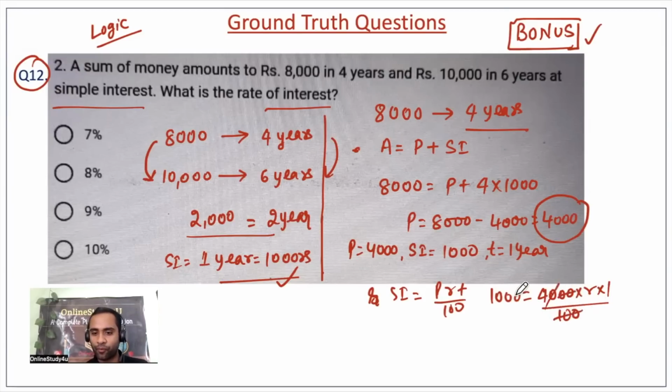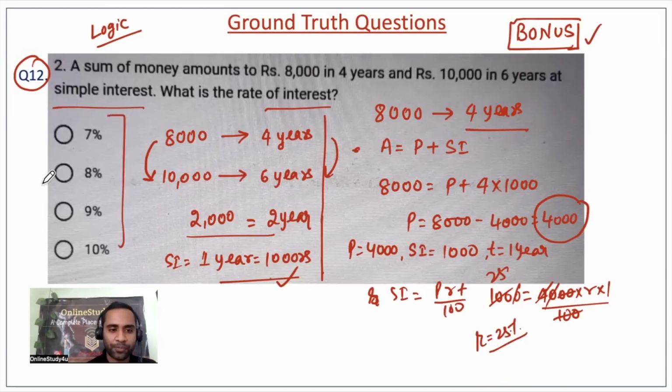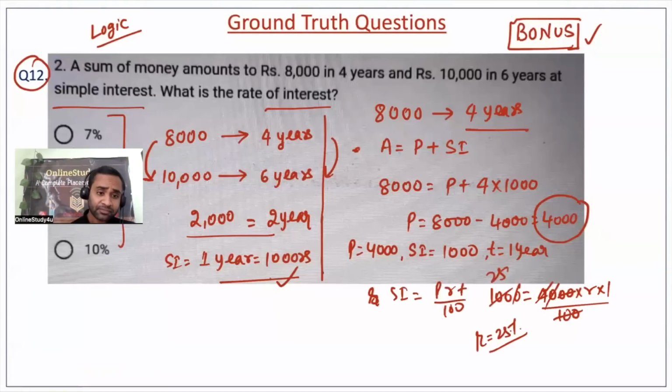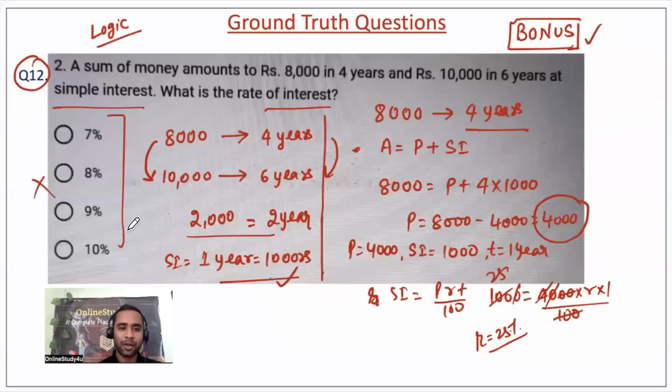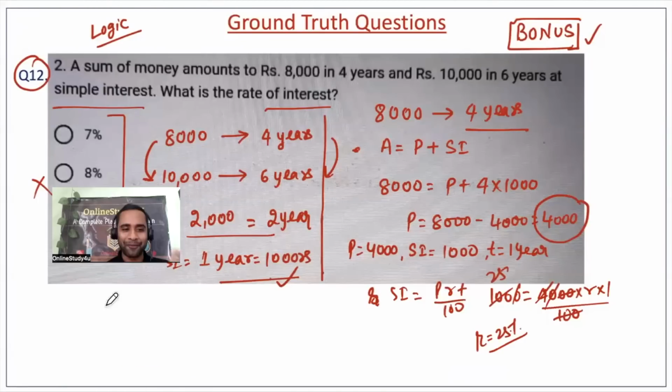20 and 20 cancel, 10 and 10 cancel, 4 times 25. So the rate will be equal to 25%, and that option has not been given. That's why I said it is a bonus question. Now, sir, you are saying bonus question, but what you have solved wrongly, I will prove it, don't worry.